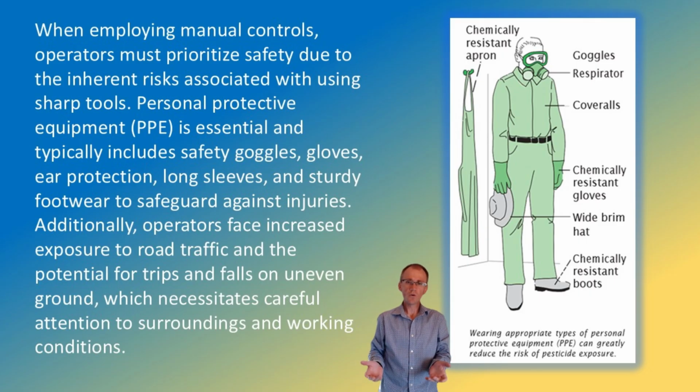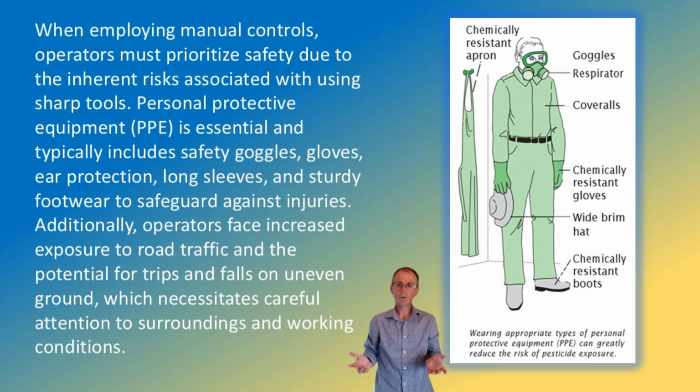When employing manual controls, operators must prioritize safety due to the inherent risk associated with using sharp tools. Personal protective equipment, PPE, is essential and typically includes safety goggles, gloves, ear protection, long sleeves, and sturdy footwear to safeguard against injuries. Additionally, operators face increased exposure to road traffic and the potential for trips and falls on uneven ground, which necessitates careful attention to surroundings and working conditions.